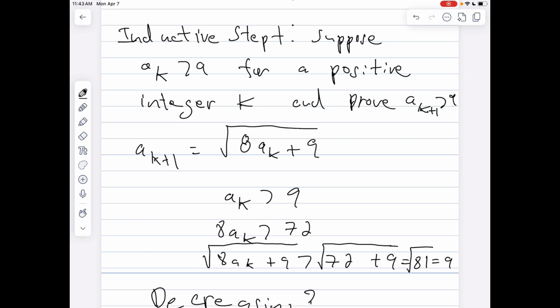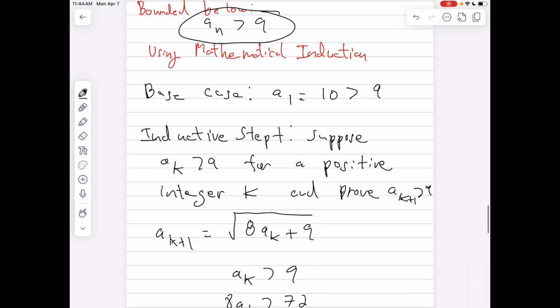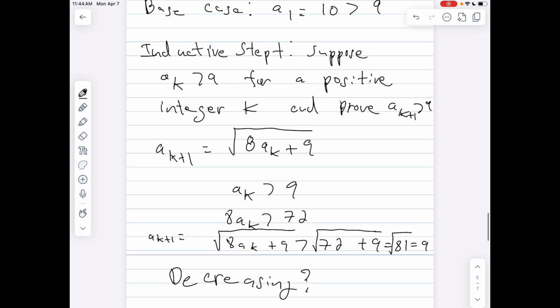And therefore, a sub k plus 1 is greater than 9, and therefore, I have proven the inductive step, and therefore by mathematical induction, this statement is true. a sub n is greater than 9 for all positive integers.